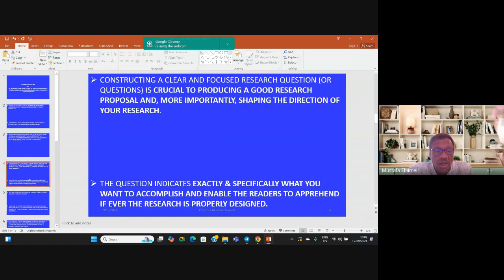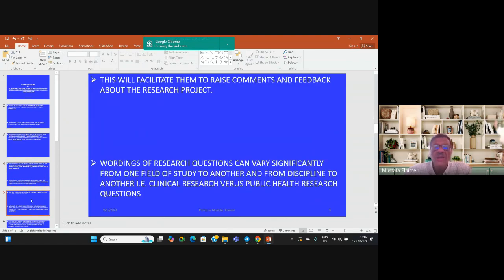And usually we have to be very careful about the wording of the research question, which is very significant from one field to another, from one specialty to another, from one discipline to another. For example, research questions for clinical research or clinical trial are different from the research questions for public health research.